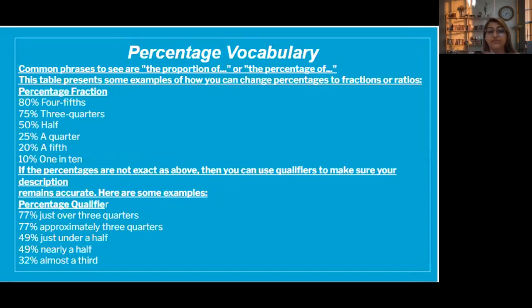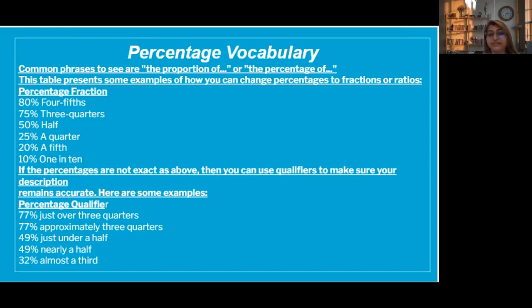Percentage vocabulary. When you have exact percentages, how you can write them as fractions: 80% means four fifths. 75% means three quarters. 50% half. 25% a quarter. 20% a fifth.